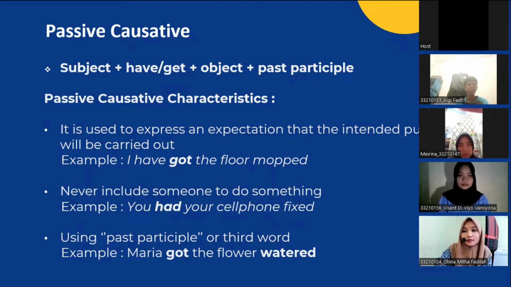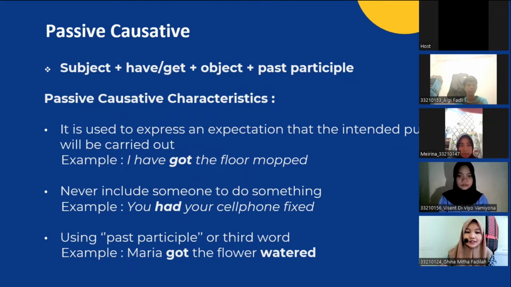Second is passive causative. The form for passive causatives is subject plus have or get plus object plus past participle. A passive causative characteristic is that it is used to express an expectation that the intended purpose will be carried out. For example, I have got the floor mopped. And second, it does not include someone to do something. Example, you had your cell phone fixed. In this sentence, you don't know who or someone that the subject asked to fix the phone.